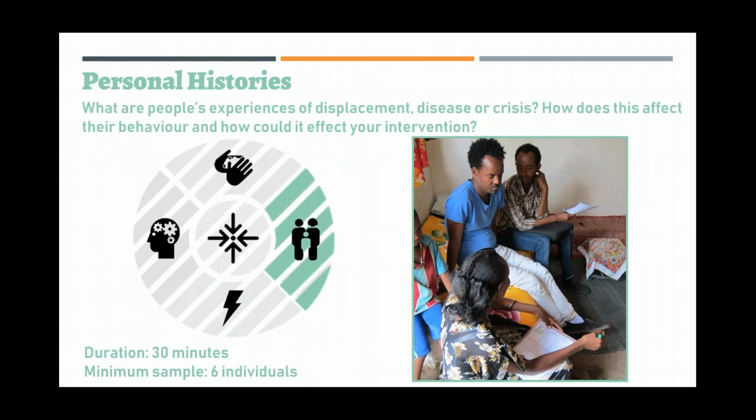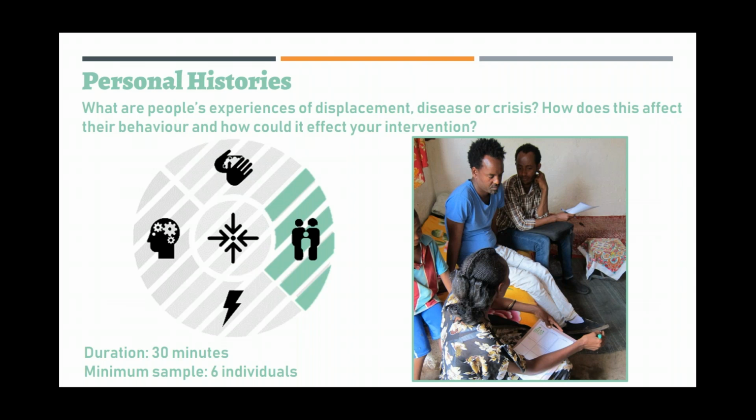The fourth method is called personal histories. This method is actually not about hand washing at all. Instead, it's designed to understand people's experience of displacement, disease, or crisis. This is important to make sure that we design interventions that are sensitive to the needs of crisis-affected populations, and that we link this to other sectors like mental health and livelihoods.